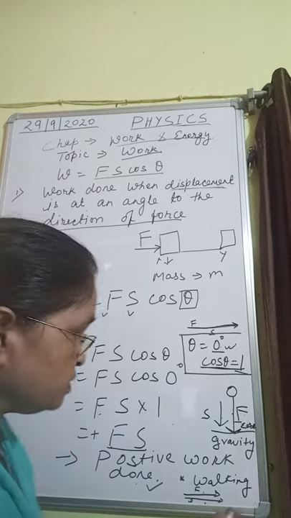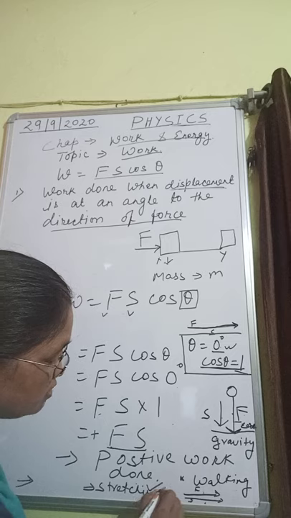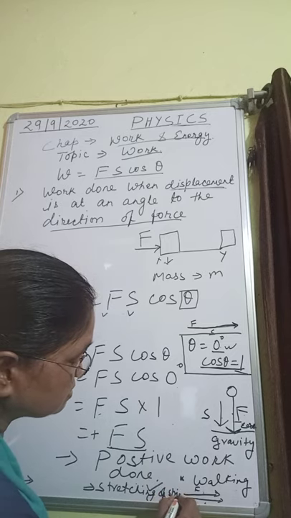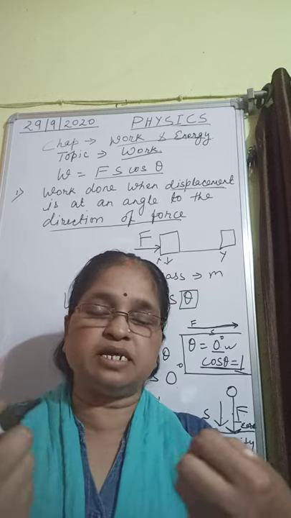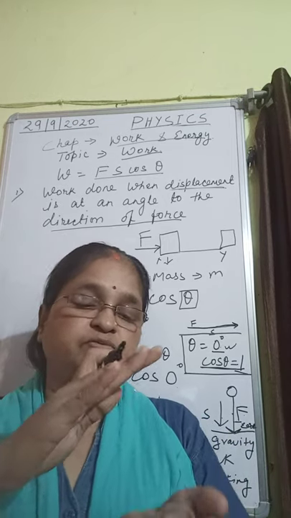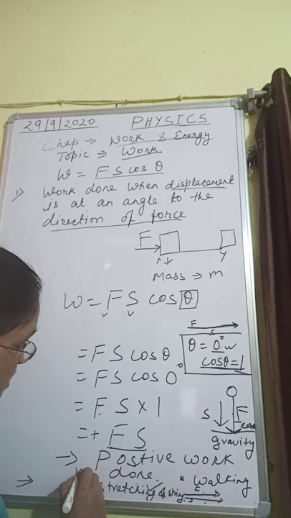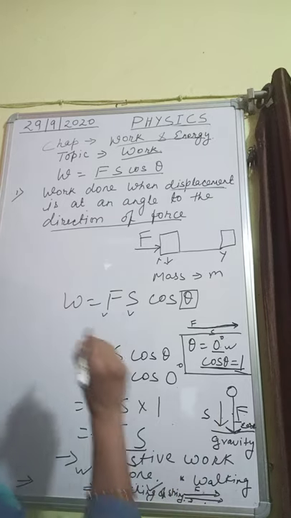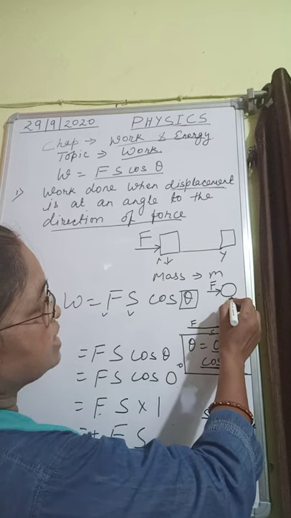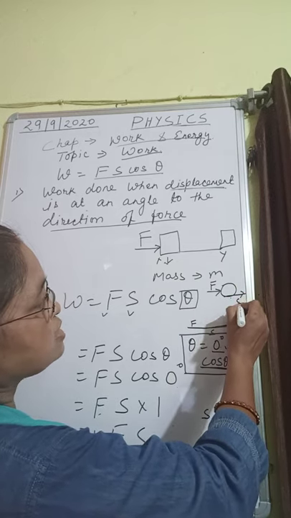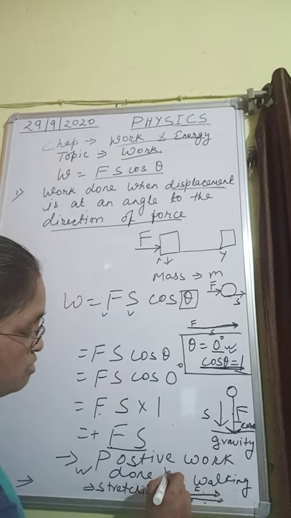Another example I am giving you. Stretching of a spring. If we stretch a spring from both the sides, displacement is done in the same direction as the force is applied, and again the angle between the force applied and displacement is 0 degree, and we will get positive work done. Another example I am giving you. Kick a football. Take a football and kick it. Force is applied in this direction. The ball is moving in the same direction. That is displacement. So the angle between force and displacement is 0 degree. Cos theta is 1. So we will get positive work done.